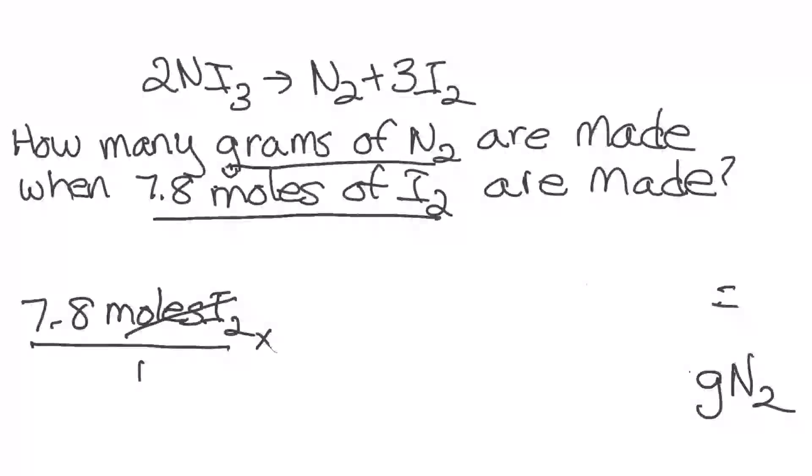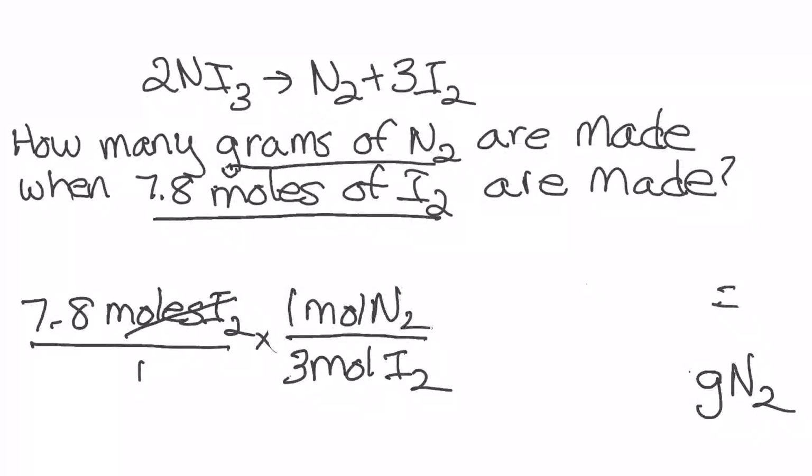Avogadro's number, maybe I should have done that. No, I have no mention of number of molecules or number of atoms, so that doesn't seem right. Well, I could use the balanced equation instead. So let's try a balanced equation. And here I have 3 in front of iodine, so I have 3 moles of iodine. And I'm going to nitrogen, so this time I want nitrogen, and there's nothing in front of nitrogen, so it implies a number 1 mole of nitrogen.